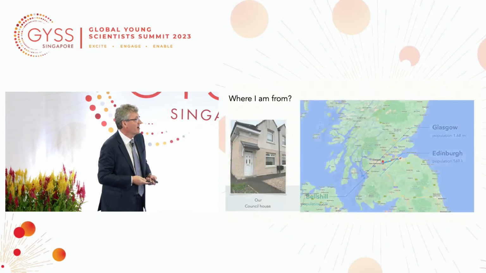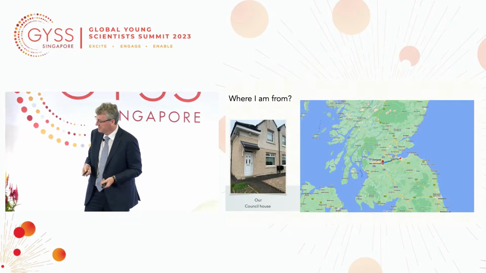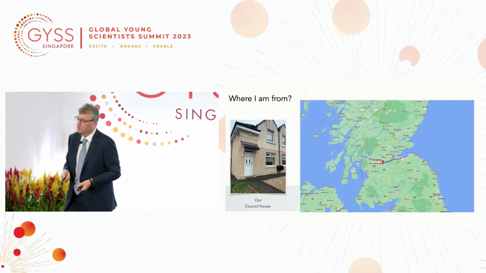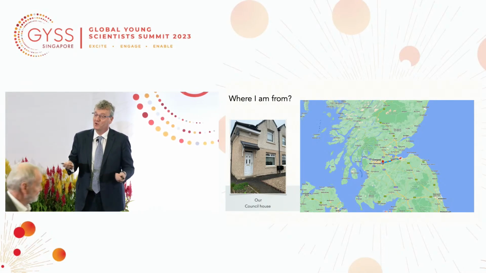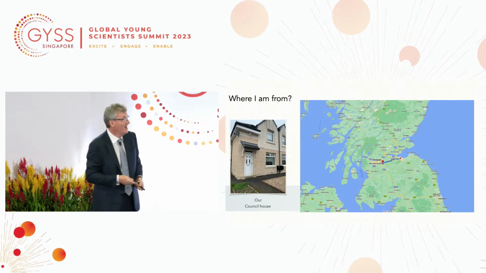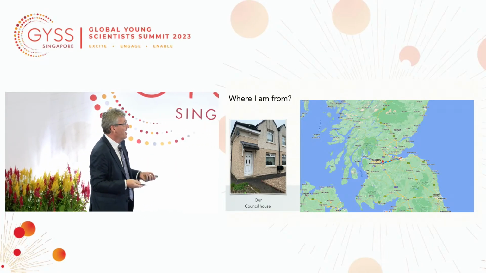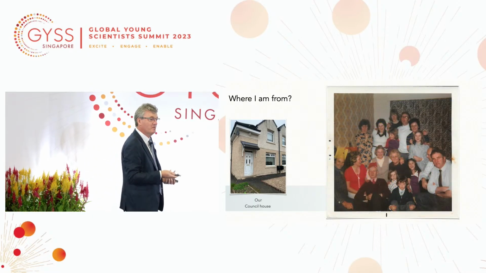And this is where I grew up, and this is the home in which I grew up. And I wanted to show this because I think this is also true of a lot of places in Singapore. I grew up in what's called a council house. A council house is where you rent the house from the government, and that's exactly where we grew up. And while we were working class and grew up being working class, we were an extremely happy family.